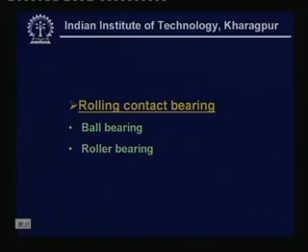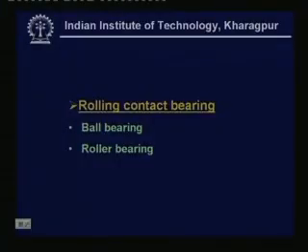Next, let us concentrate on the rolling contact bearing, and these are of two kinds. One is called the ball bearing, another is called the roller bearing. Both are in use, and where each will be used is very well defined in the design handbooks, and we will have a brief review of the types of bearings that are normally used.